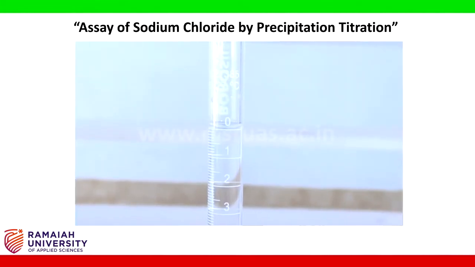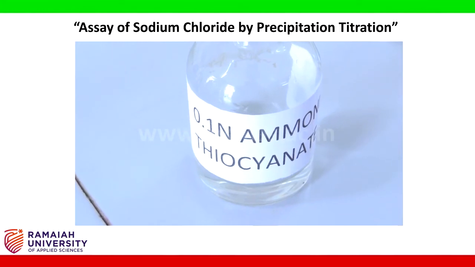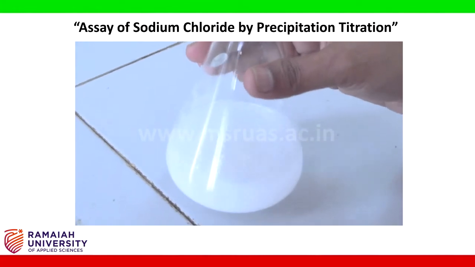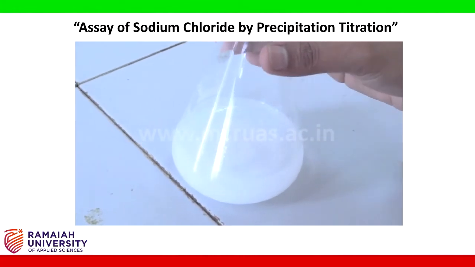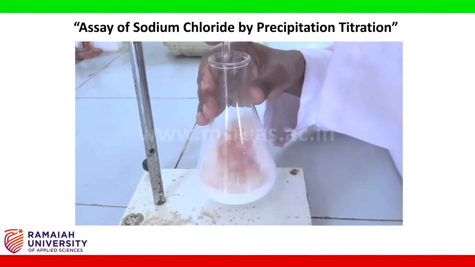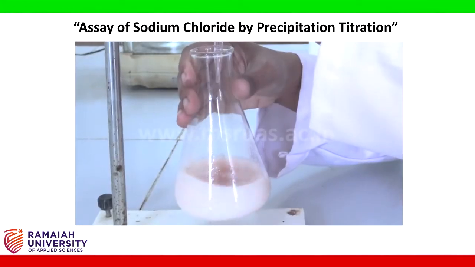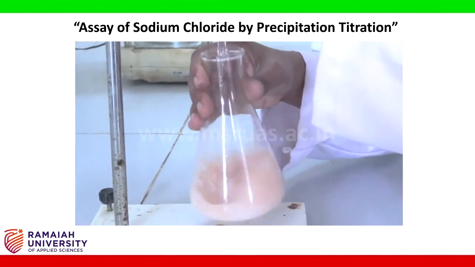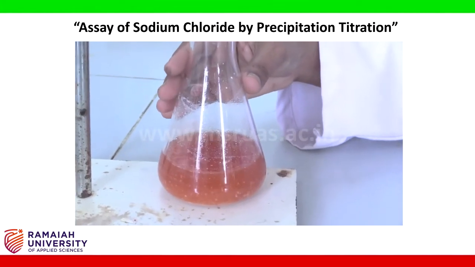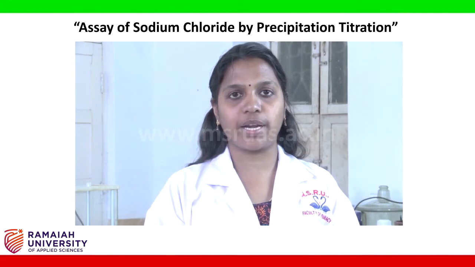Fill the burette up to the mark with 0.1 N ammonium thiocyanate solution. Stir the solution and then titrate against 0.1 N ammonium thiocyanate solution. Endpoint is the appearance of brick red color. This is the procedure for the assay of sodium chloride.